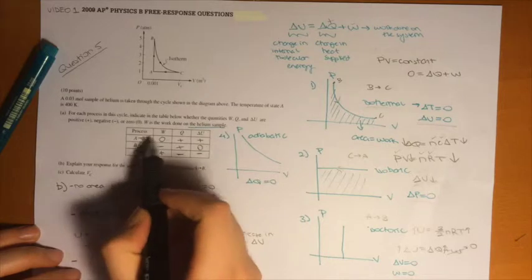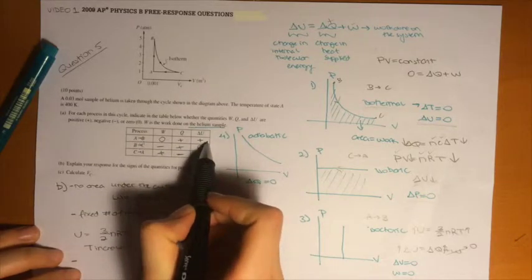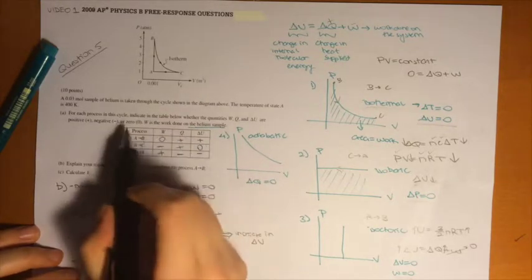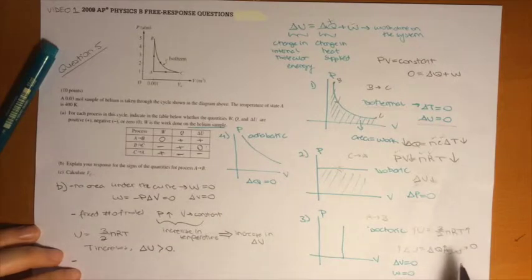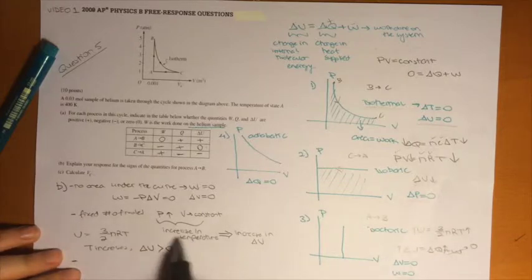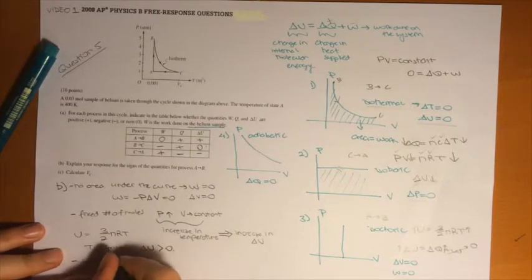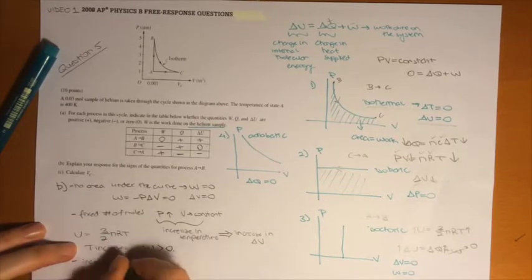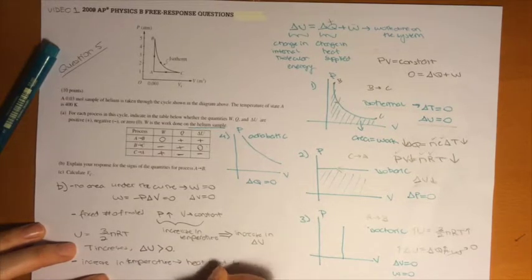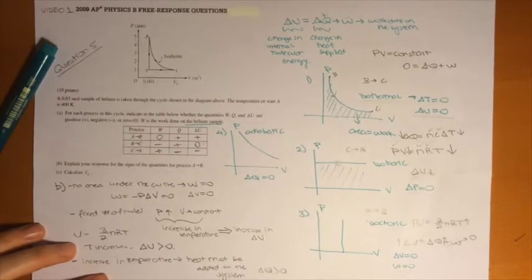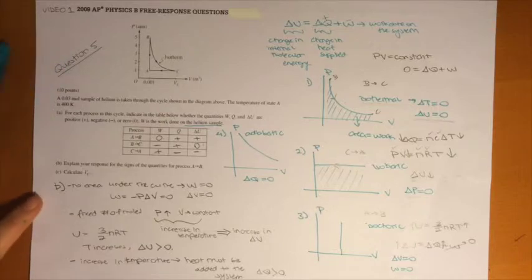From A to B, delta U is positive because when temperature increases and volume is constant, heat must be added to the system. So here I saw that there is an increase in temperature. I can just repeat it again. Okay, so this answer would do.